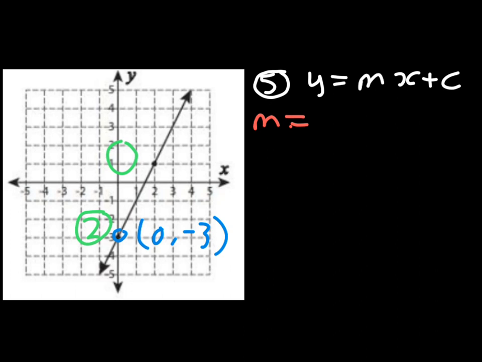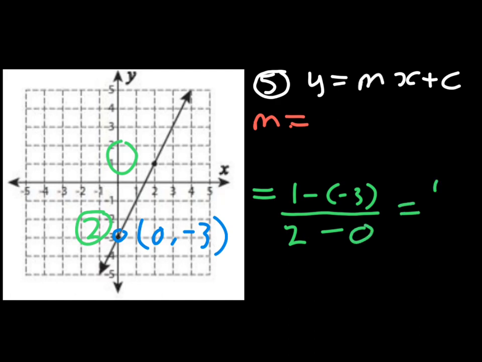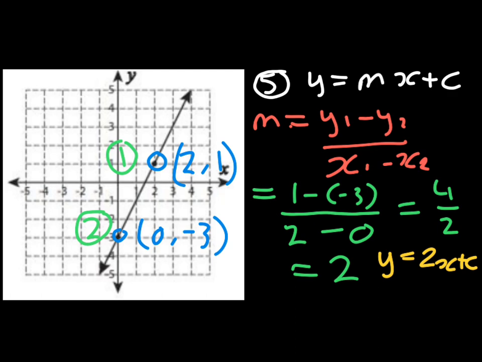Once again, it does not matter which one we let be point 1 and which one we let be point 2. So to find m, we then are going to say y1 minus y2. So we've got 1 minus 3 over x1, which is 2, minus x2, which is 0. And this gives us 4 over 2, which equals 2. Therefore, m equals 2. So we can rewrite our equation, which is y equals 2x plus c.